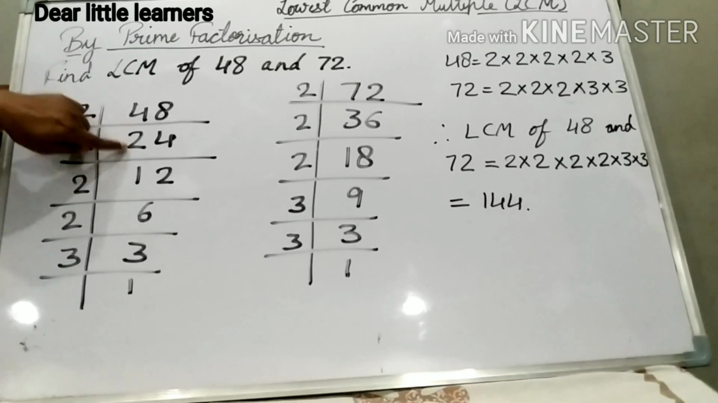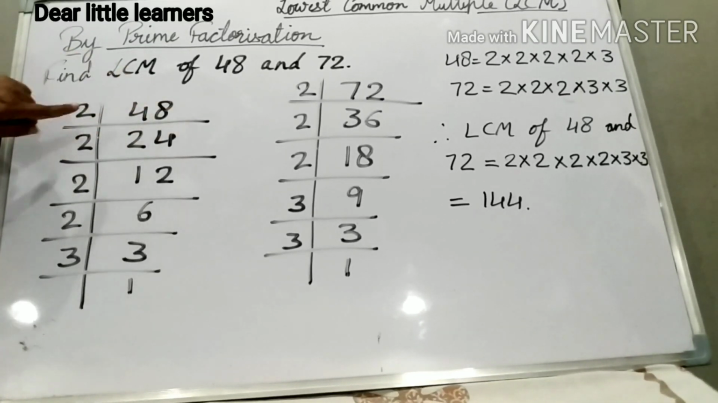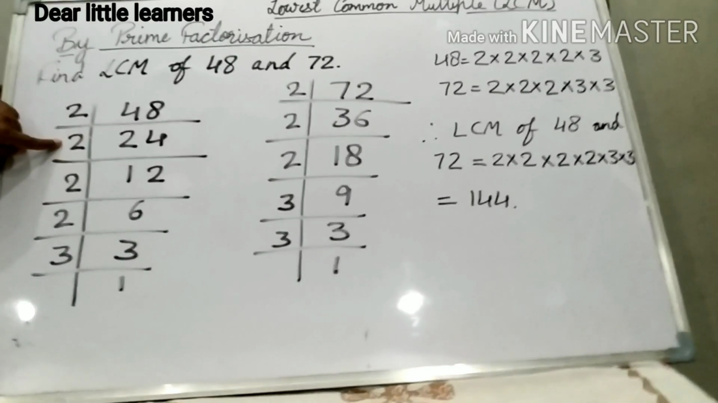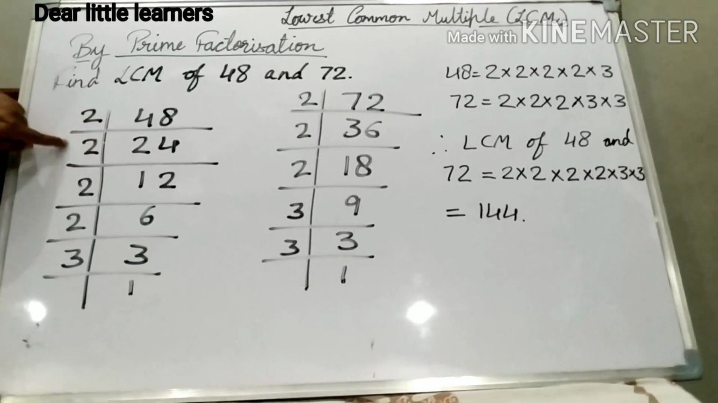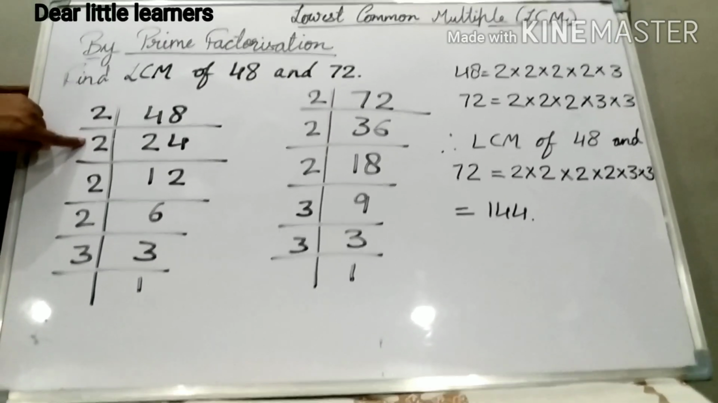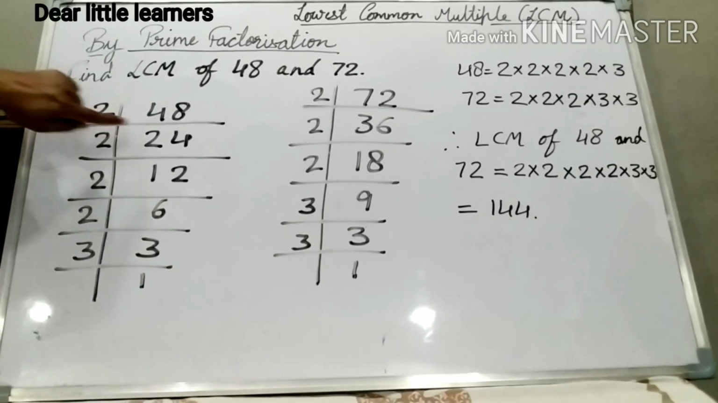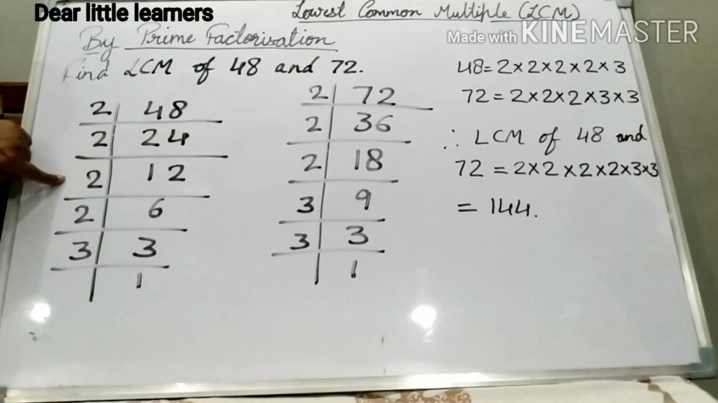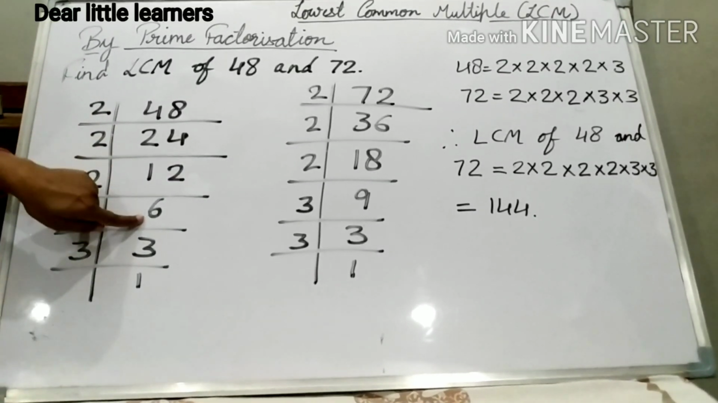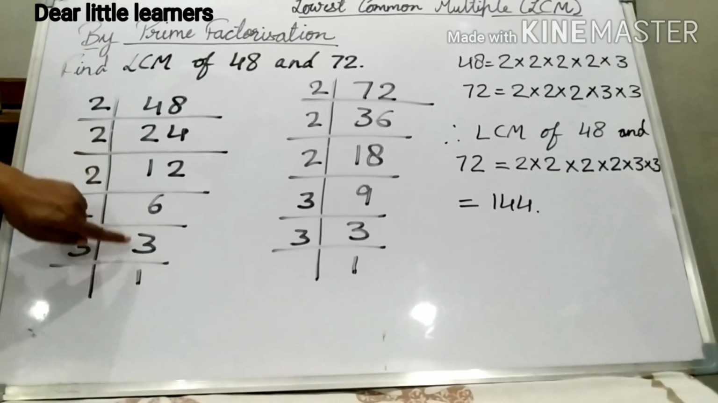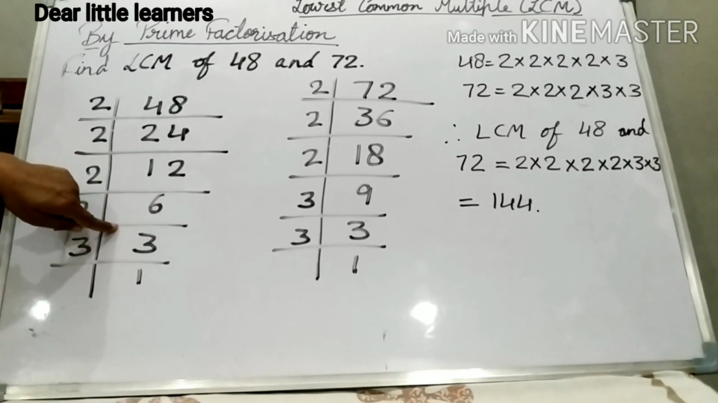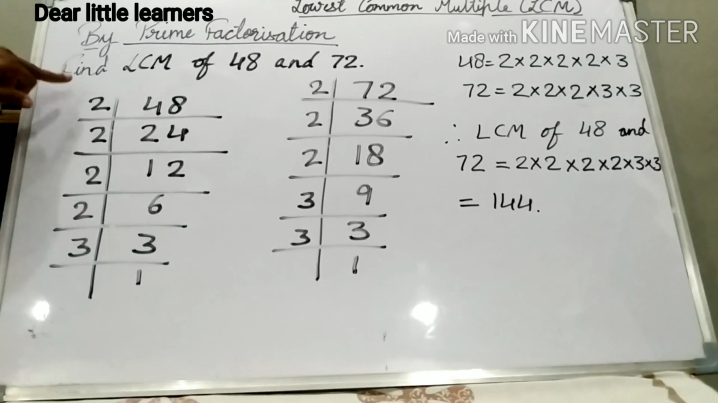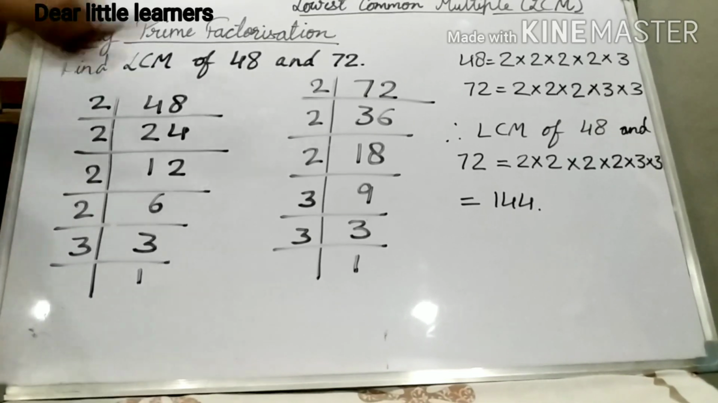Now you can see 2 2s is 4 and 2 4s is 8. So here comes 24, and 24 is also divisible by 2, so again we have written here 2. 2 1s are 2 and 2 2s are 4. Here comes 12 now. 12 is divisible by 2. 2 6s are 12. So 6, and 2 3s are 6, and 3 is a prime number. 3 1s are 3. So that means 2 into 2 into 2 into 2 into 3. These all are the prime factors of 48.